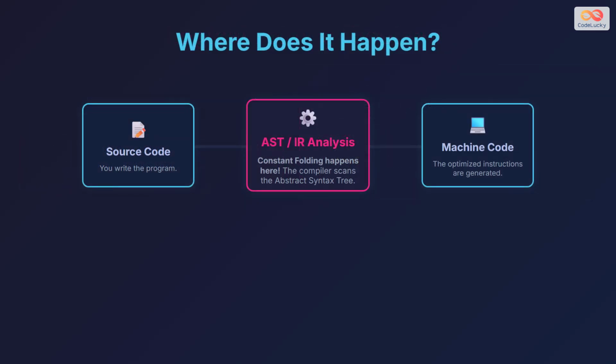In the compilation pipeline, this usually happens in the middle, during the analysis of the abstract syntax tree or intermediate representation. It sits between you writing the source code and the machine code being generated. It is a key part of the optimization pass.